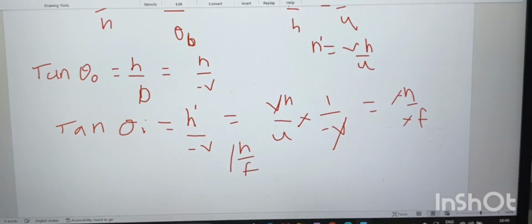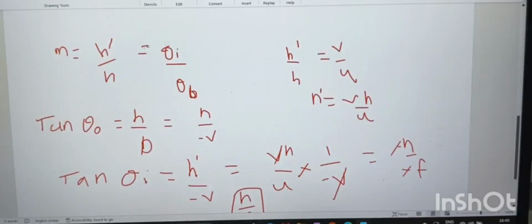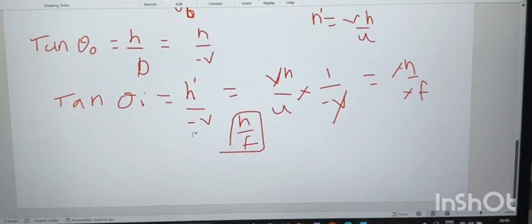Now why are we doing all this? To get the magnification. What was the magnification's formula? Just like h dash upon h, I told you theta I upon theta naught we can do. So let us do that. These are small angles, so tan theta naught can be approximated as theta naught, and tan theta I can be approximated as theta I. Theta I value we got as h upon f. For theta naught, don't take h upon minus v, take the value h upon d.